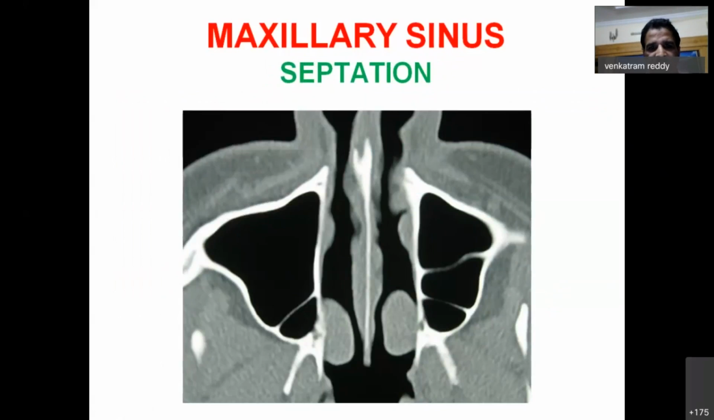This is the septation within the maxillary sinus. This is a peculiar CT scan. You can see the septation here. If you have pathology here entirely, you may think this is the end of the sinus, but you may have to break this septation so that you can have the complete sinus pathology removed.